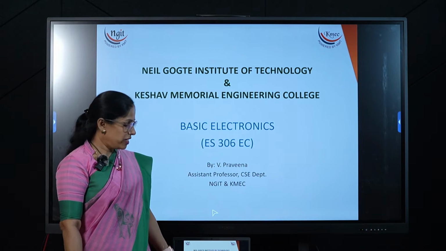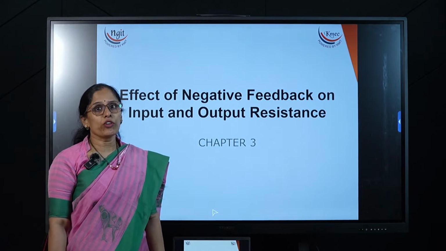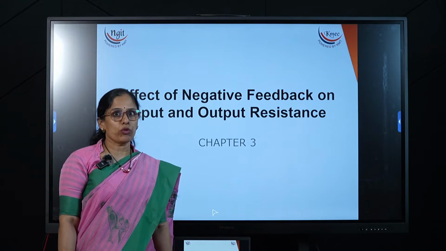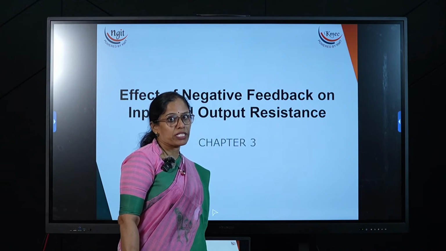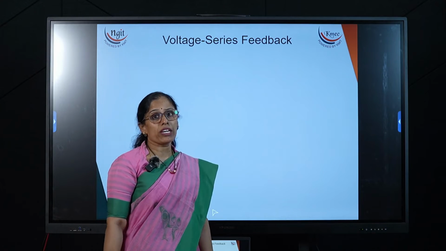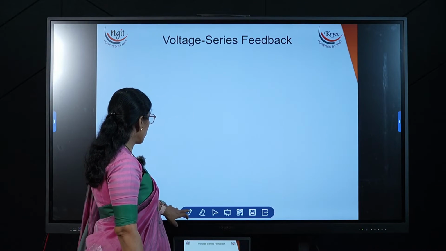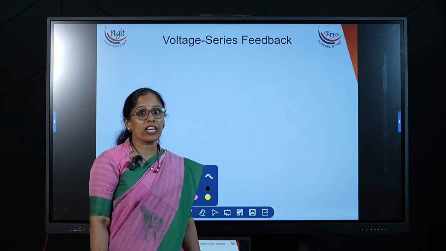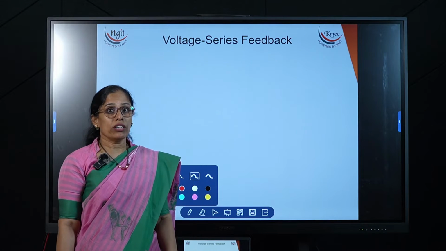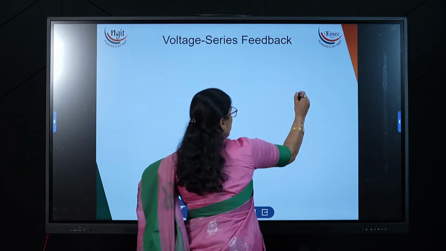In this session, we will discuss the effect of negative feedback on input resistance and output resistance. In the last session, we discussed that there are 4 types of feedback: voltage series feedback, voltage shunt feedback, current series feedback, and current shunt feedback. Today we will discuss how negative feedback affects input resistance and output resistance in voltage series feedback. Let me draw the block diagram for this.